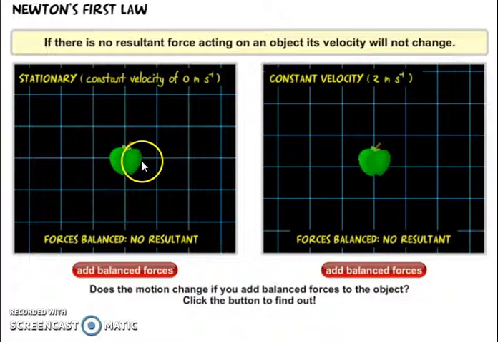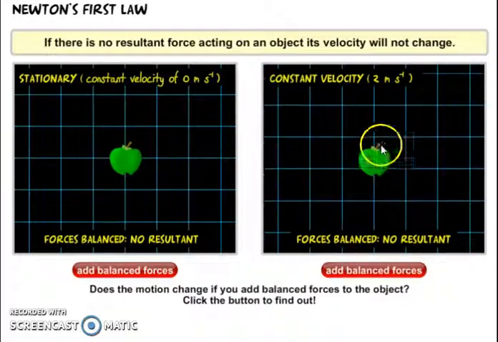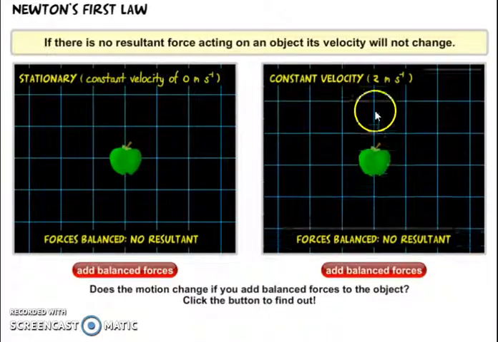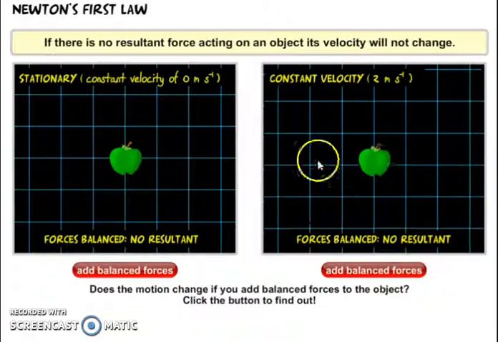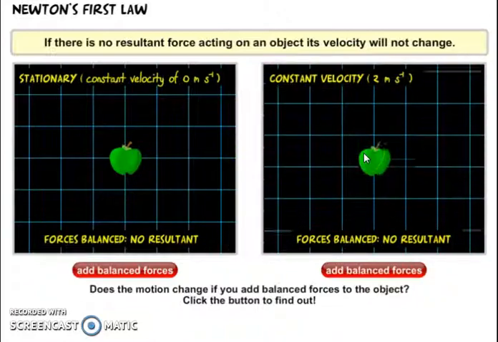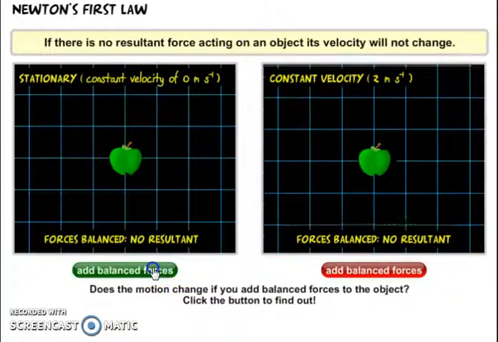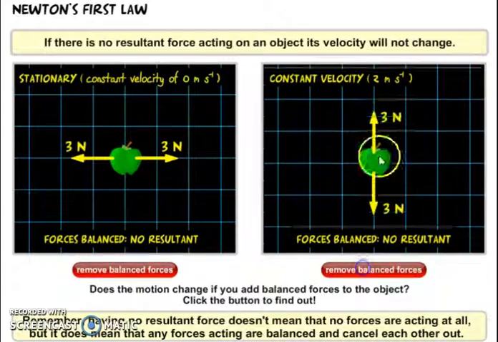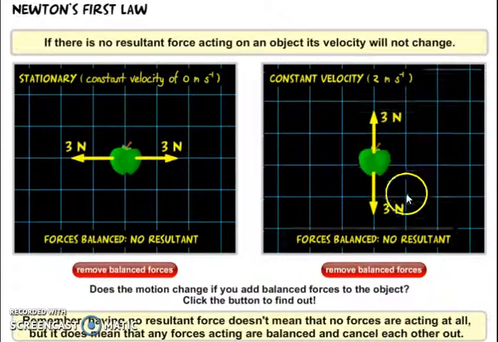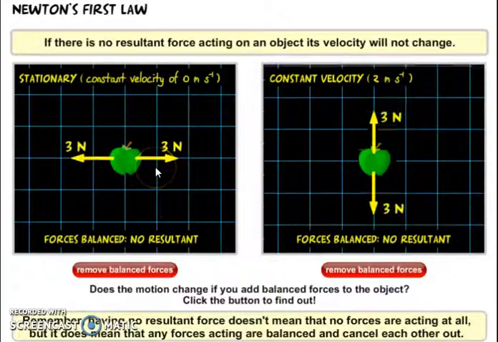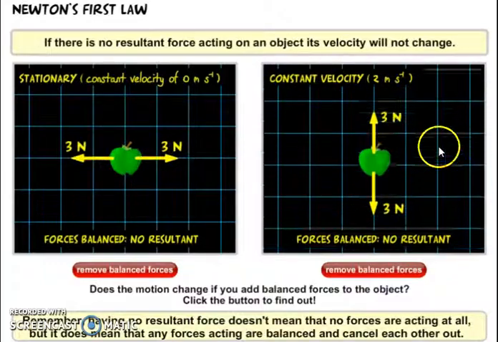Okay, so zero acceleration, there are two cases here. It's either not moving, or the apple, an object, is moving at a constant velocity of 2 meters per second. Both the cases you can see here. Does that mean that there are zero forces? No, there are forces acting, just that the forces are balanced. Okay, they cancel each other out. It means that there is zero resultant force acting in both cases.